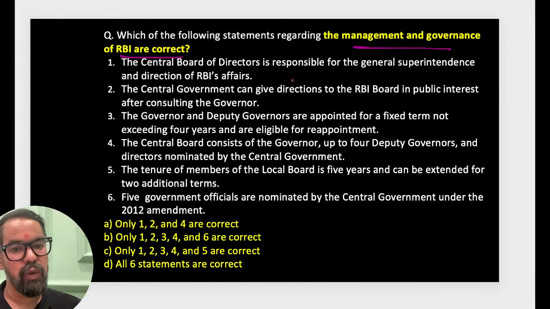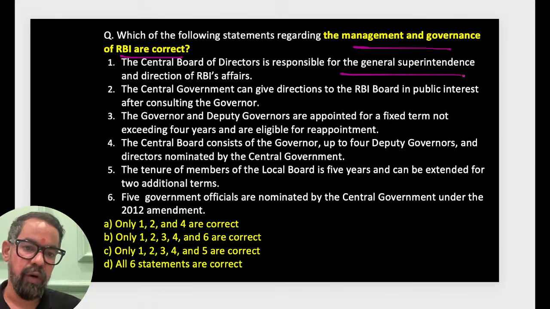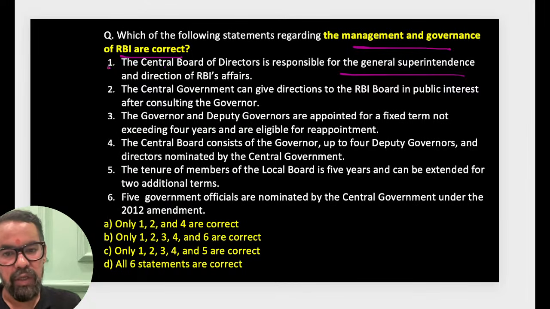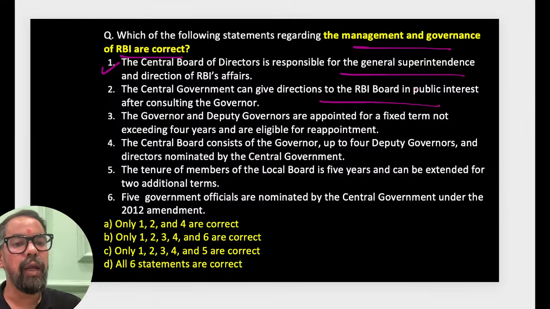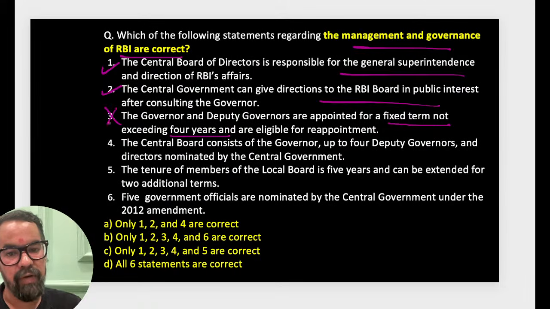So the central board of directors is responsible for general superintendence and direction of the RBI affairs, which is true. Central government can give direction to RBI board in public interest after consulting with the governor. Governor and deputy governors are appointed for a fixed term not exceeding 4 years, this is wrong, it is 5 years.